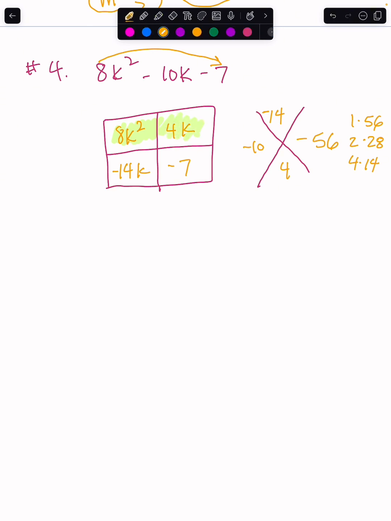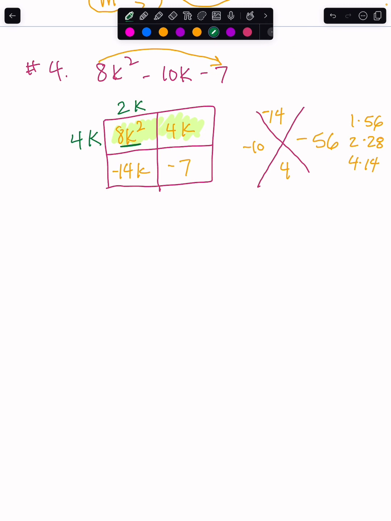What number goes into 8 and 4? Between 8 and 4, you can pull out a 4 out of each one. And K, don't forget to pull out your K. Now we have to figure out 4K times what gives me 8K squared. Well, 4 times 2 gives me the 8, and K times K gives me the K squared.